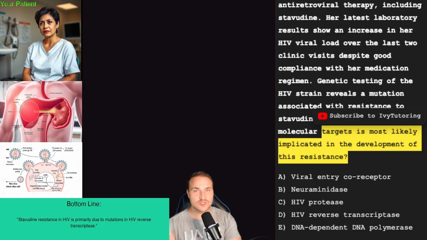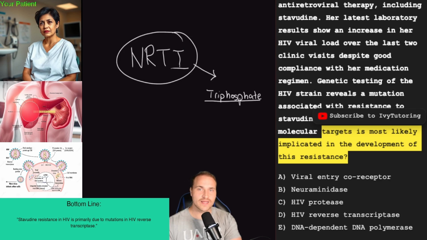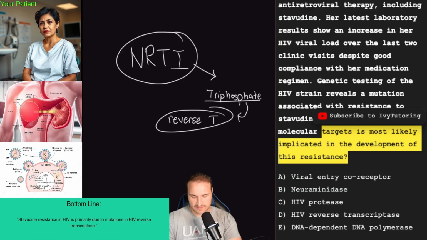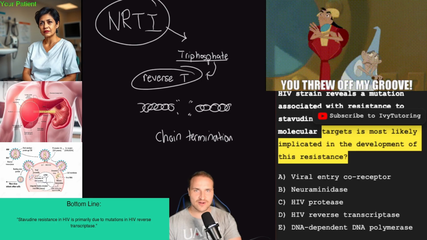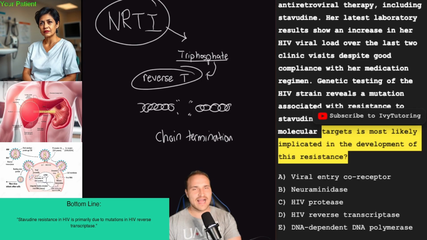All right, so make this super crystal clear before we go over the answer together. You should first recognize this medication is an NRTI. You should know this is phosphorylated in host cells to activate the triphosphate form. And now these will incorporate into viral DNA during the process of reverse transcription. And that causes what we refer to as a chain termination. I like to think of that one scene from Emperor's New Groove. He's like, you threw off my groove. NRTIs, they throw off the groove, right? They're activated triphosphate. They just throw off the groove of the reverse transcriptase.